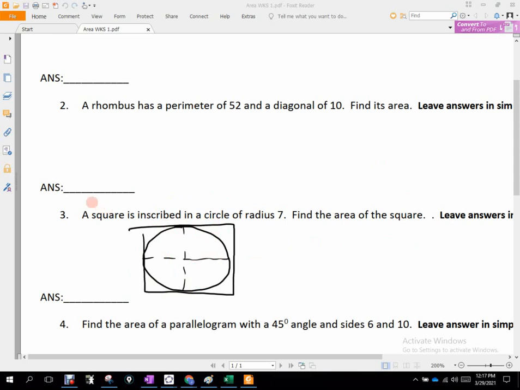Here it says, so when you read this, square is inscribed. So square is inscribed sounds a lot like inside, right? So the square is inside a circle, but the conditions of inscribe means that the vertices of our square touch our circle. So now, give me a description of what you would draw here to help you, because it says the radius is 7.